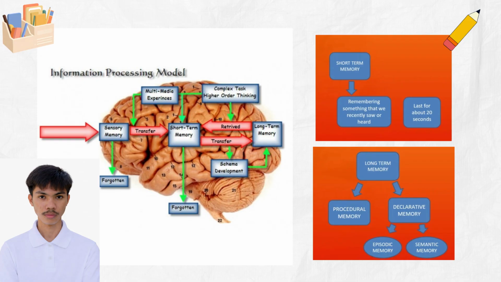Retrieval is the final step, where the mind locates stored information in long-term memory and brings it back into short-term memory to be used again. So it allows us to generate responses or solve problems based on past learning. So that is the information processing model theory.